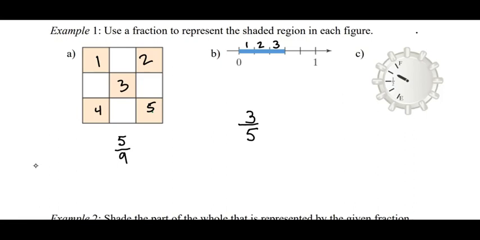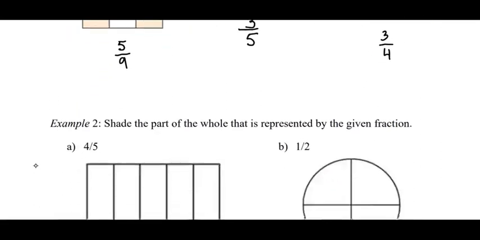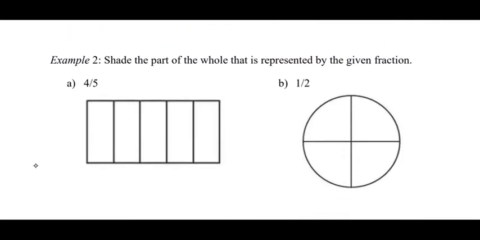Okay, and the last one looks like a gas gauge. We have empty to full, so to go from empty to full, the whole, we have 4 total parts. So our denominator is 4, and because right now our gauge is on a 3, we're only using 3, 1, 2, 3 out of those 4, so that is our numerator. 3 out of 4.